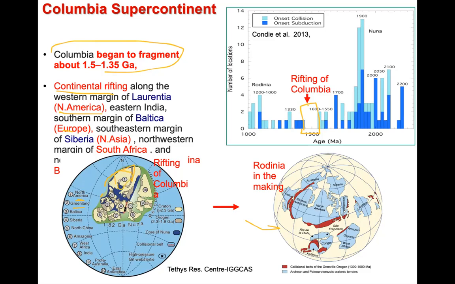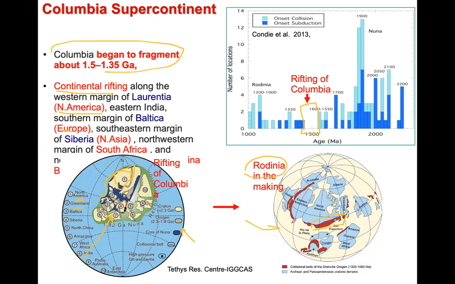Okay, so likewise, we can place our current day continental areas into this Columbia supercontinent puzzle, right? Then it was rifted by hitting a mantle plume, and was changing into the next supercontinent, that was Rodinia, right? So Rodinia was like this, and ours was just appearing.